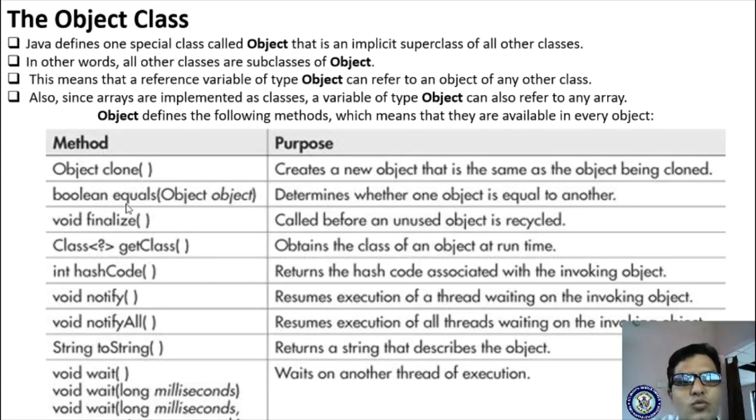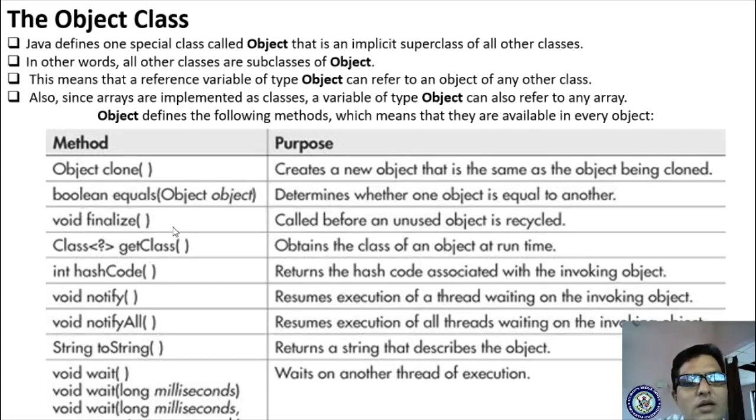Next method is boolean equals of Object. It determines whether one object is equal to another. It compares whether the two objects are the same or not. If you want to compare two objects, then you use this method. And the next one is the void finalize method.